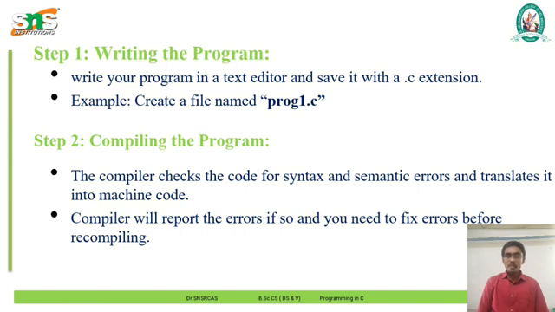The second step in the process is compilation of the program. The compiler checks the code for syntax and semantic errors and translates it into a lower level language, typically assembly language, and then into machine code. If there are errors, the compiler will report them and you need to fix these errors before recompiling.